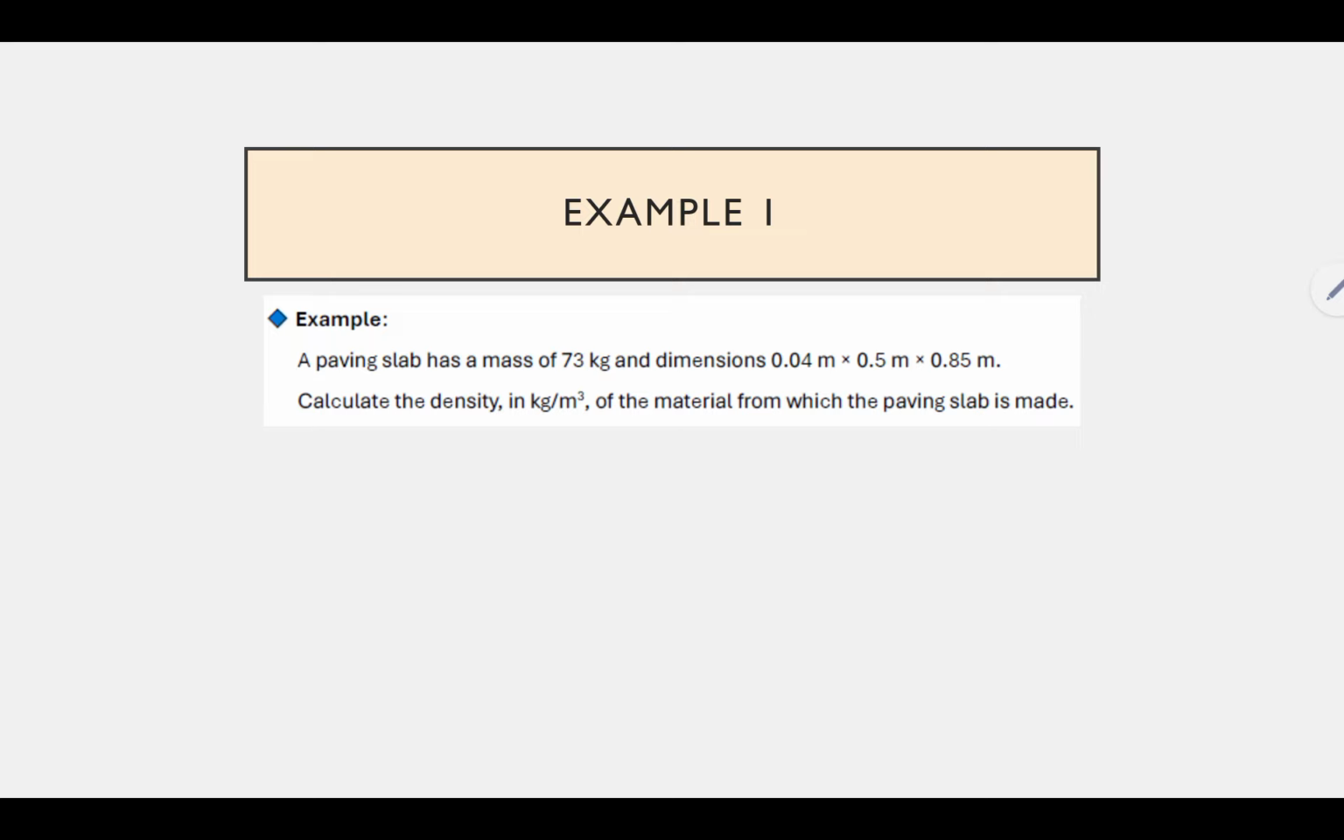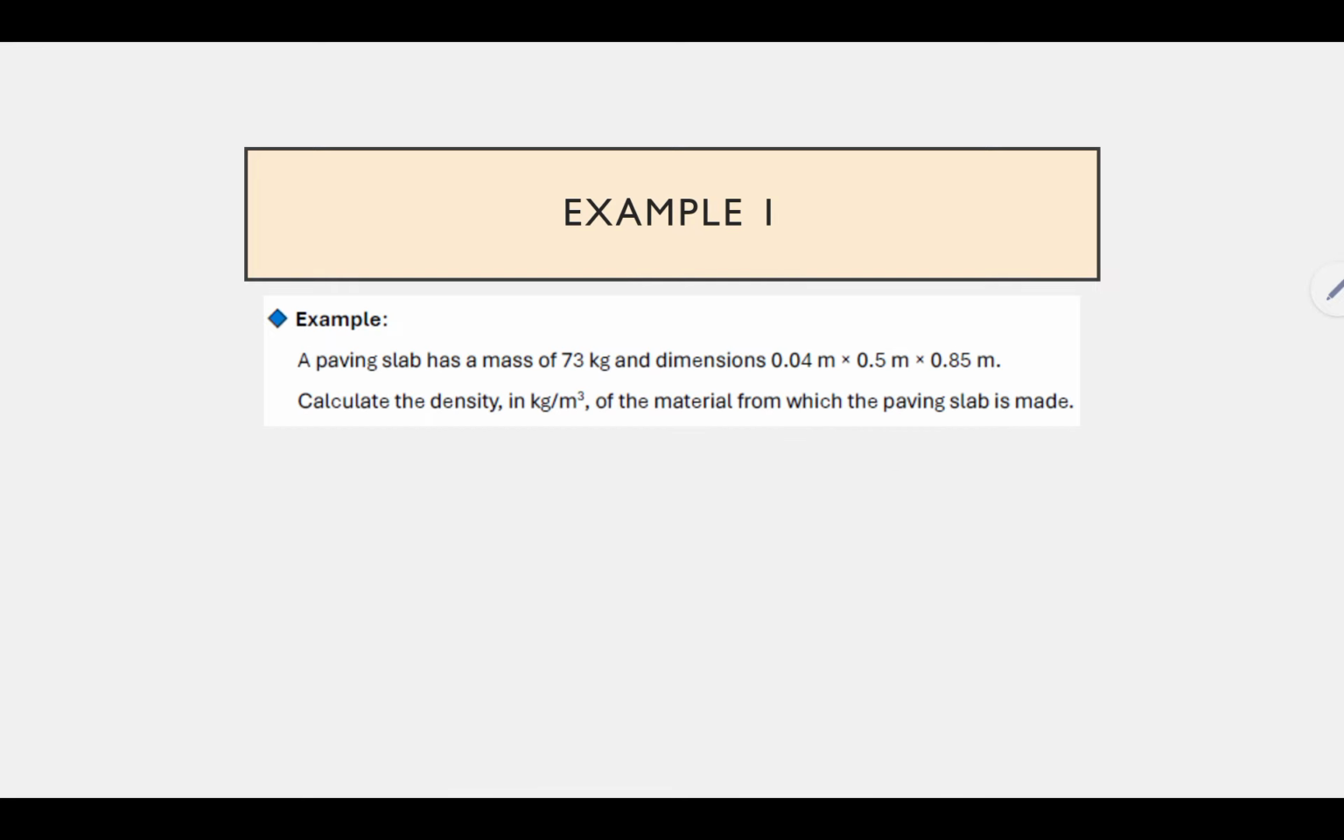Here's an example. Please pause the video, try it on your own, and then unpause to check your answer. A paving slab has a mass of 73 kilograms and dimensions 0.04 meter times 0.5 meter times 0.85 meters. Calculate the density in kilograms per meter cube of the material from which the paving slab is made.